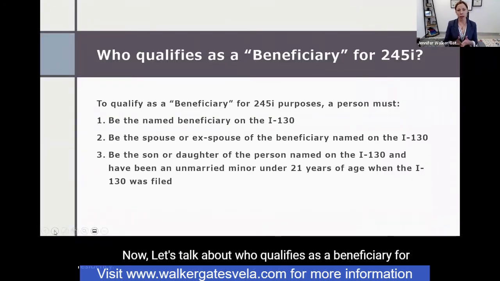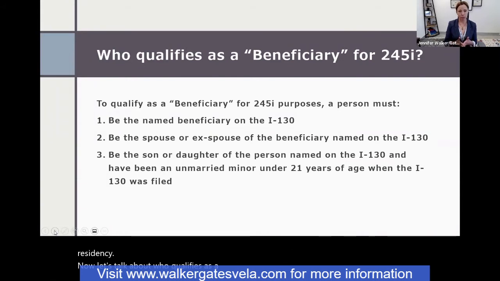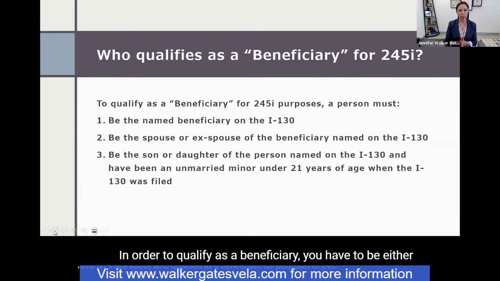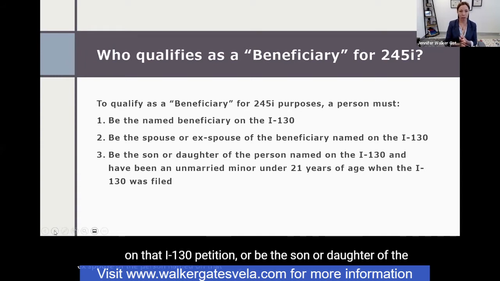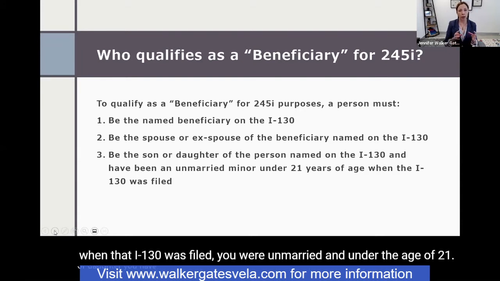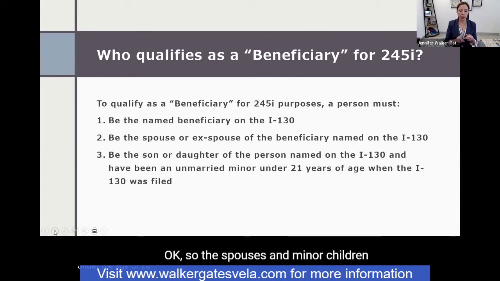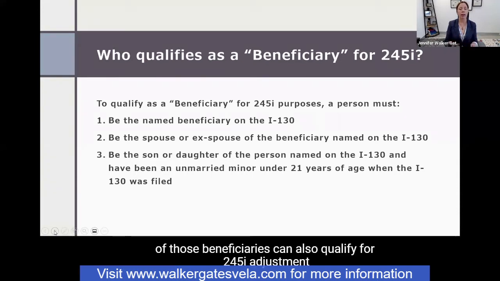Now let's talk about who qualifies as a beneficiary for purposes of 245I. In order to qualify as a beneficiary, you have to be either the named beneficiary on that I-130 petition. Okay, you have to be either the person who is directly the beneficiary, or you have to be the spouse or ex-spouse of the person named on that I-130 petition, or be the son or daughter of the person named on that I-130 petition. And if you're the son or daughter, you have to show that when that I-130 was filed, you were unmarried and under the age of 21. Okay, so the spouses and minor children of those beneficiaries can also qualify for 245I adjustment in some circumstances.